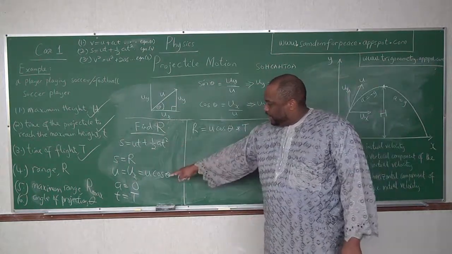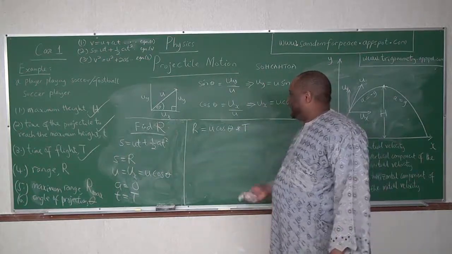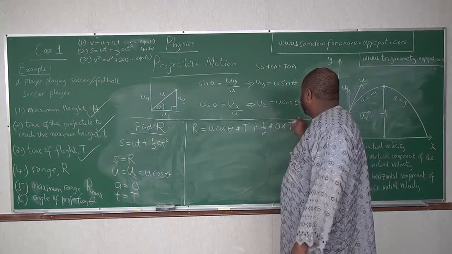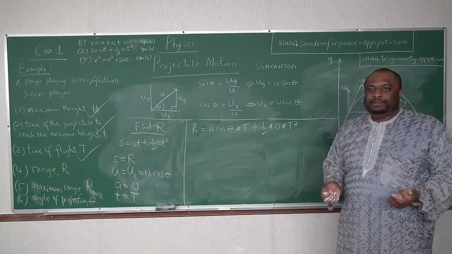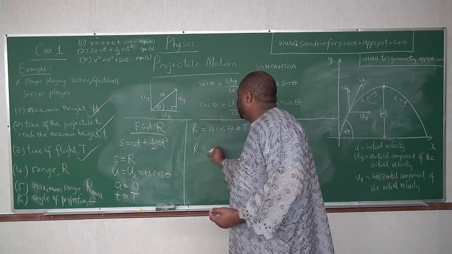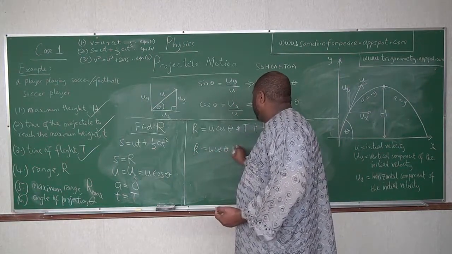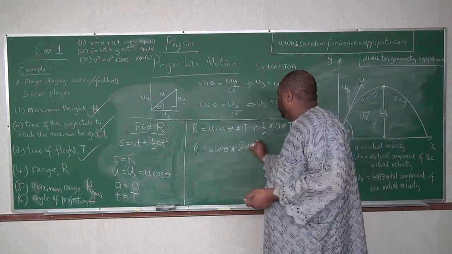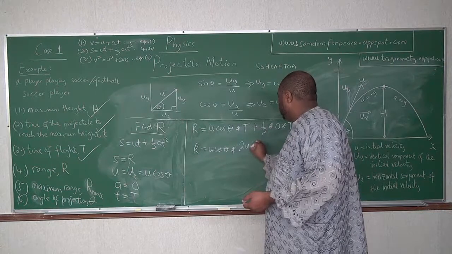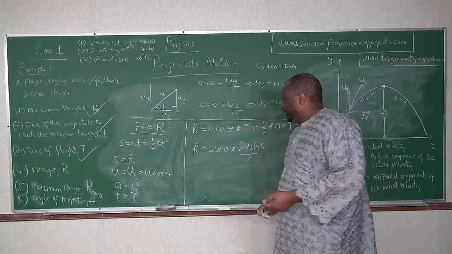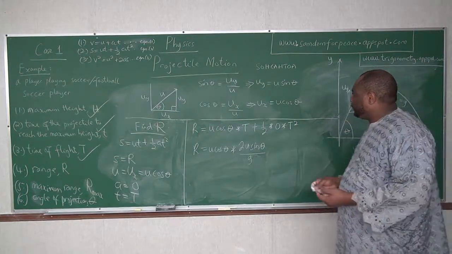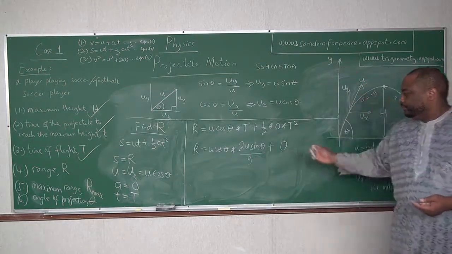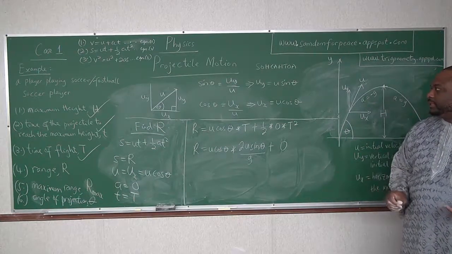Actually, I should have written t first before a. That's fine. t is the time of flight. Then plus half times 0 times t squared. Okay? So for our arrow, the range is u cos theta times our time of flight, which we have done, 2u sine theta over g. Then plus 0, because half times 0 is 0. Okay, you see that? Plus 0.